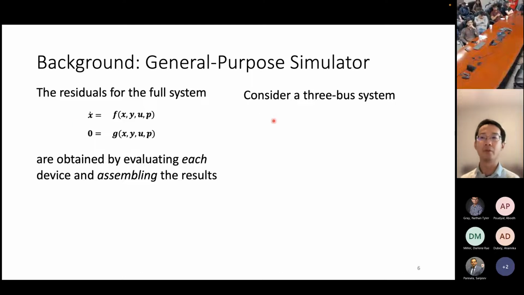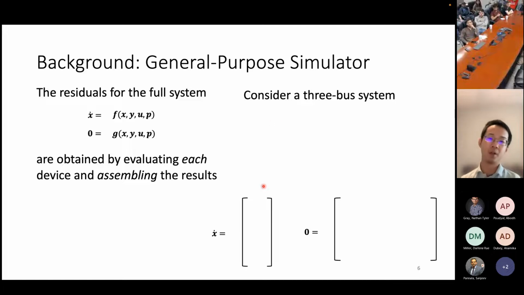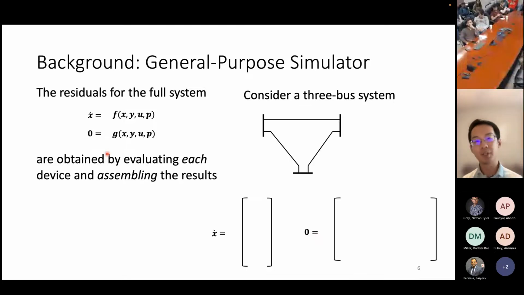If we consider a 3-bus system, we have 2 arrays. The first array is for the residual of F, and the second array is for that of G. Suppose that we have a network, right? Then after evaluating each of the line devices or using the Y bus, we can obtain the injections into the network, and that becomes part of the power balancing equation.